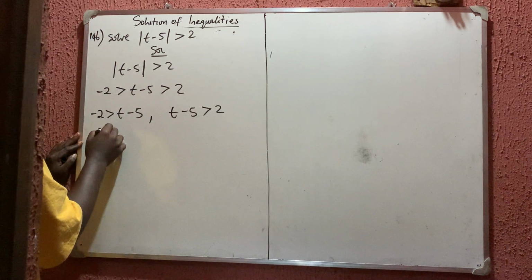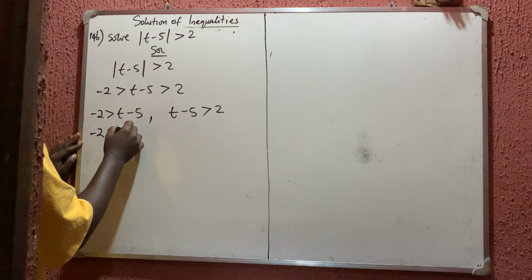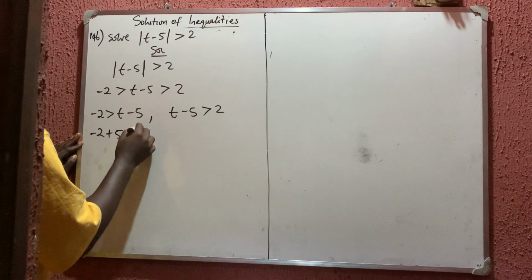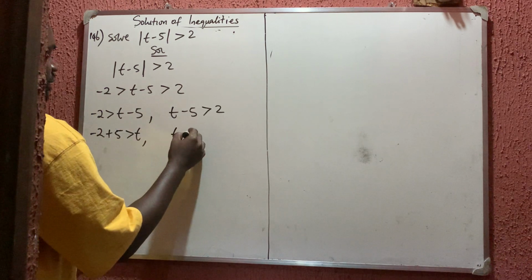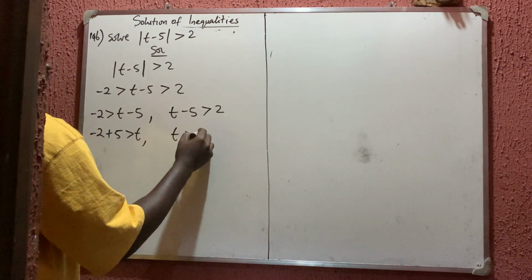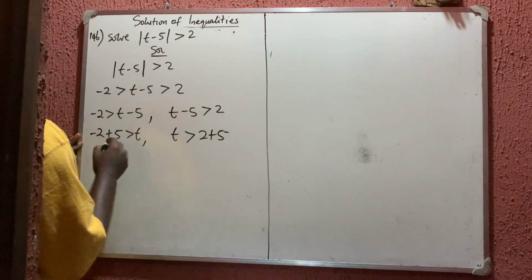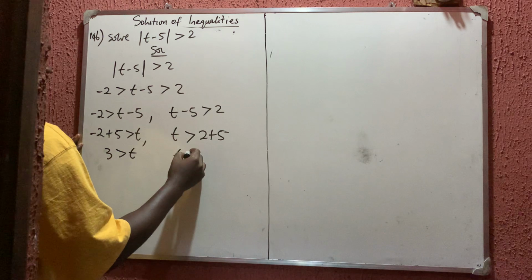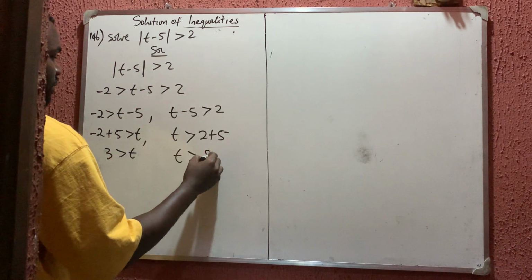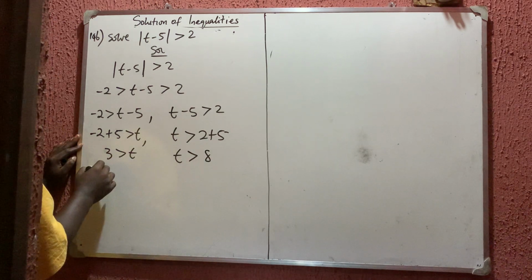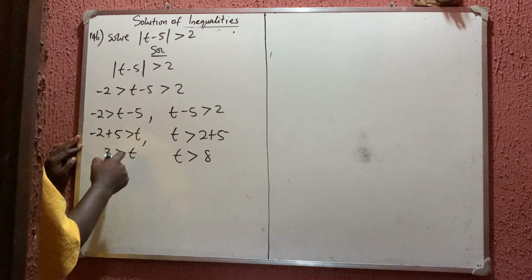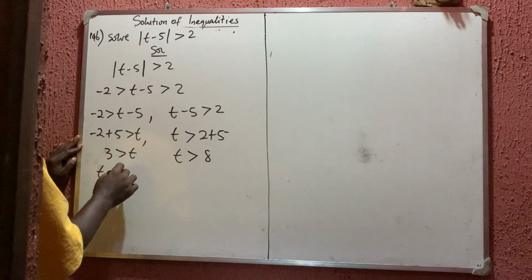I have minus 2 is greater than t minus 5, so minus 2 plus 5 is greater than t, and then I have that t is greater than 2 plus 5. So here and here is giving me 3 is greater than t, and here is telling me that t is greater than 8. So here it says that 3 is greater than t, which means that t is less than 3.